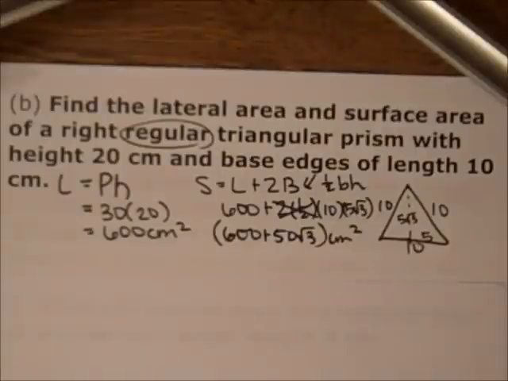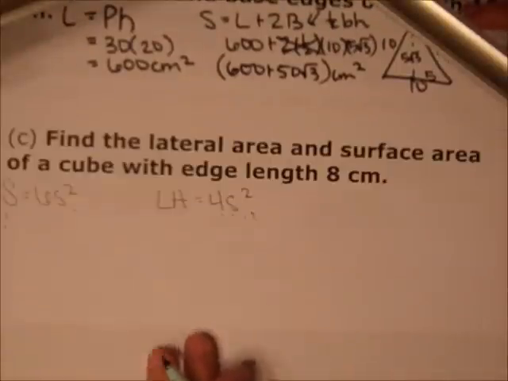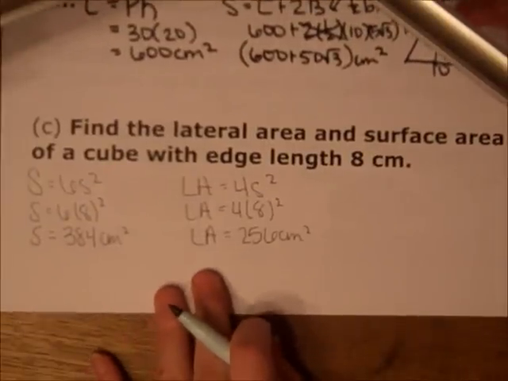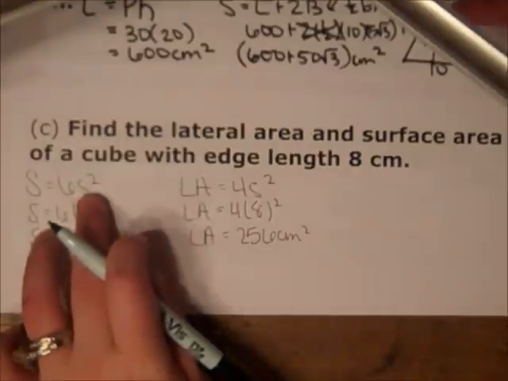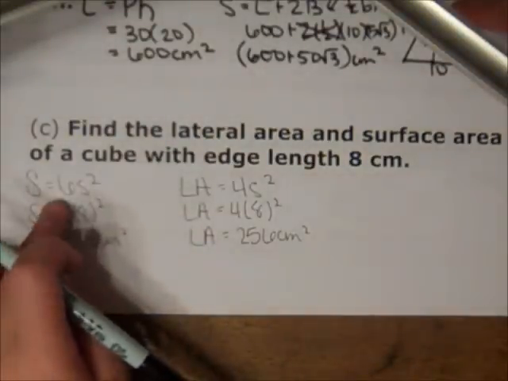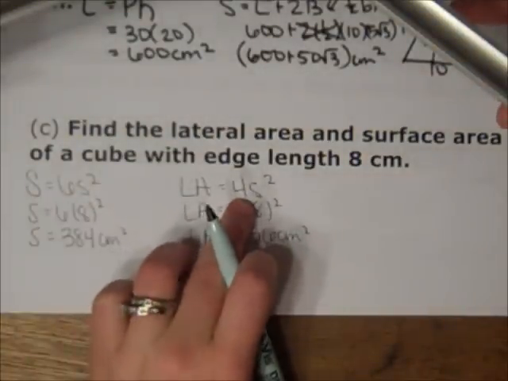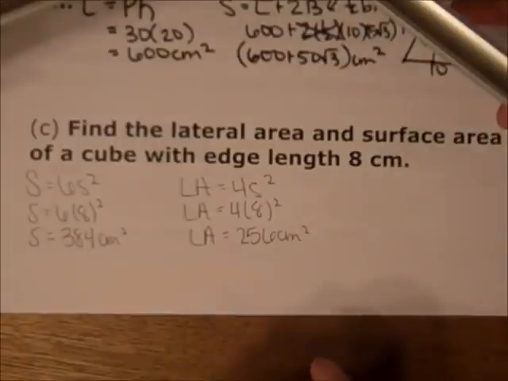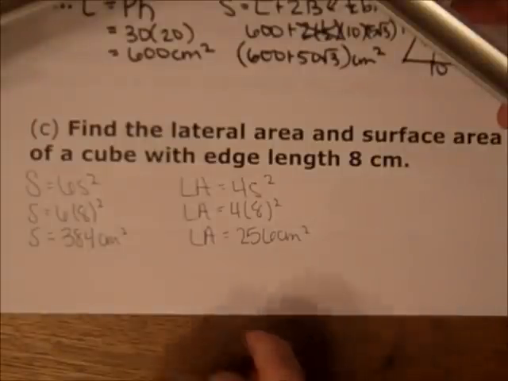Okay, very good. All right, try C by yourself. Remember that you have a shortcut for cube if you would like to use it. Our total surface area for a cube is 6s squared, the shortcut, because we have 6 faces. So for a lateral, we would want to use 4s squared because lateral would use the 4 around the outside. Once you get that, it becomes super simple.